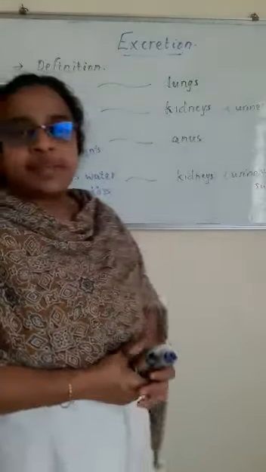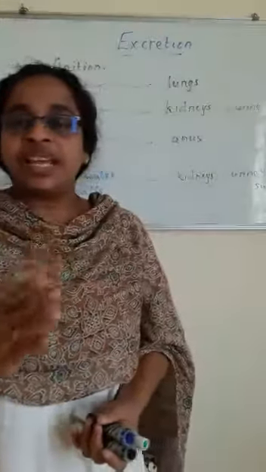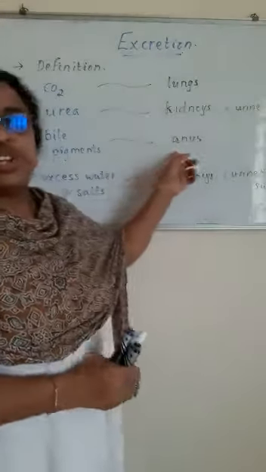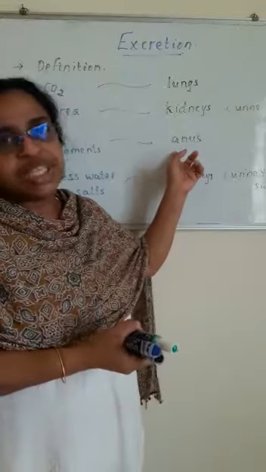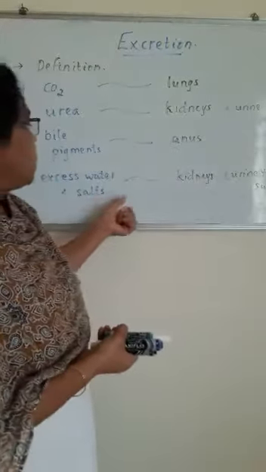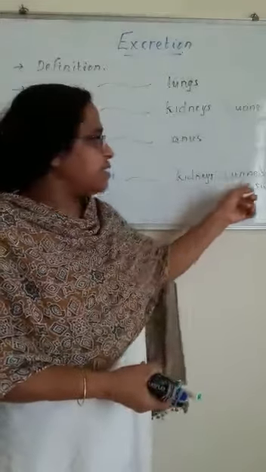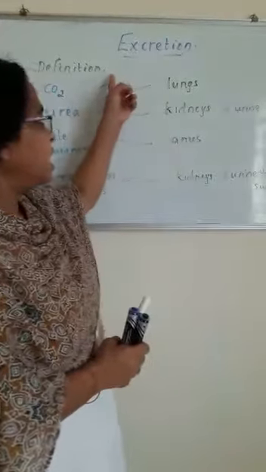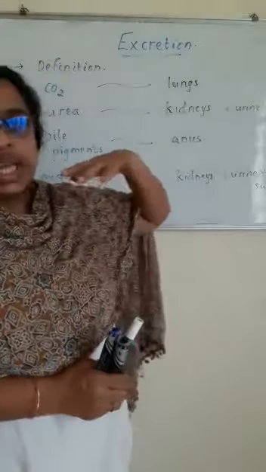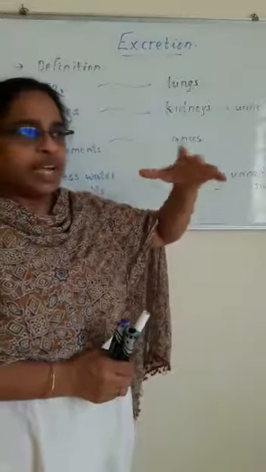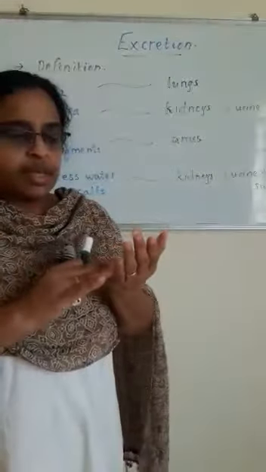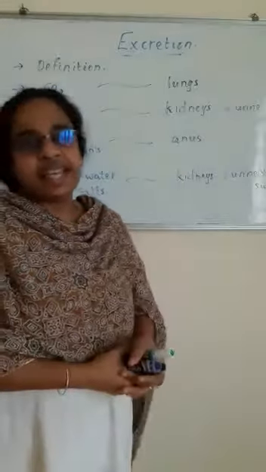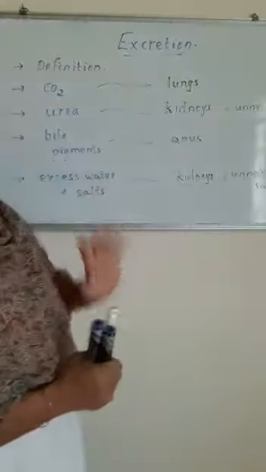Then the bile pigments are formed as a result of breaking down of red blood cells, and are excreted through the solid waste, that is the feces, through the anus. Then the excess water and salt will be removed through the kidneys or sometimes through sweat also. So this is the definition. The definition is removal of waste products of organisms from metabolism, toxic materials and the materials that are excess. Okay, and the 4 waste products.